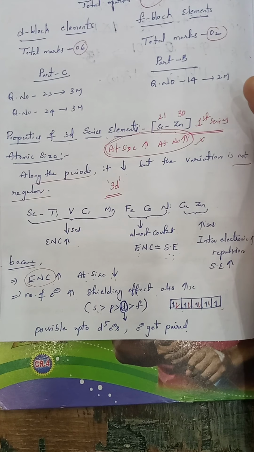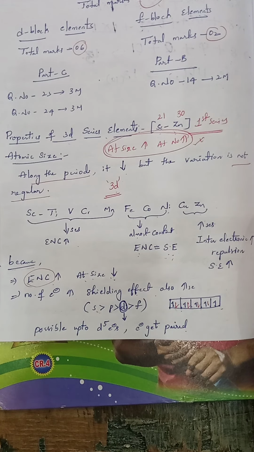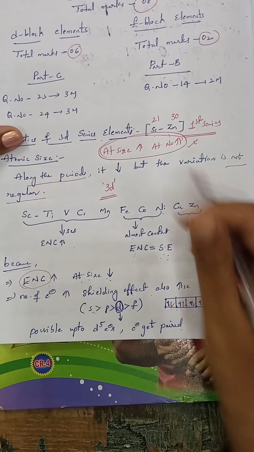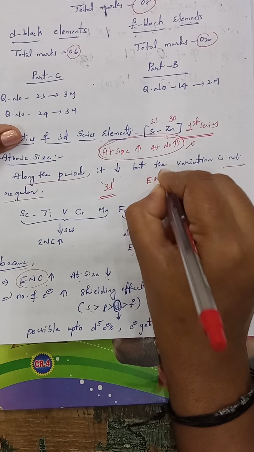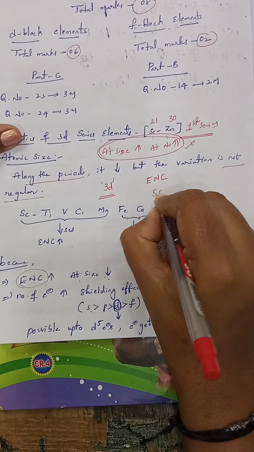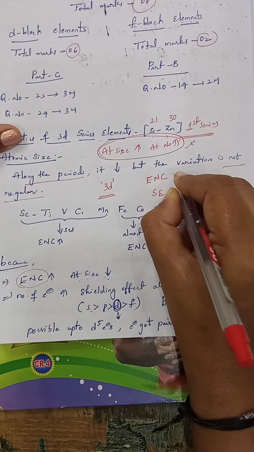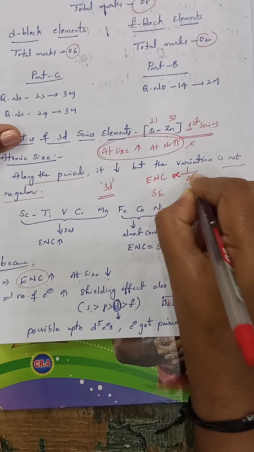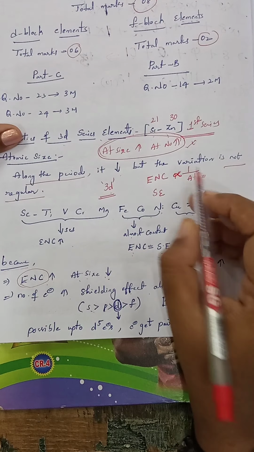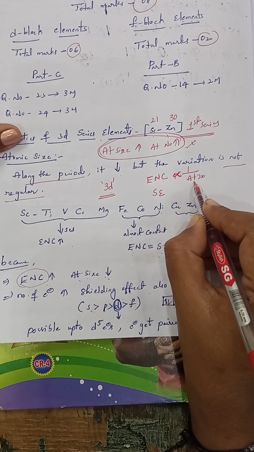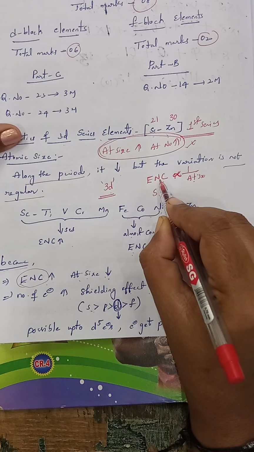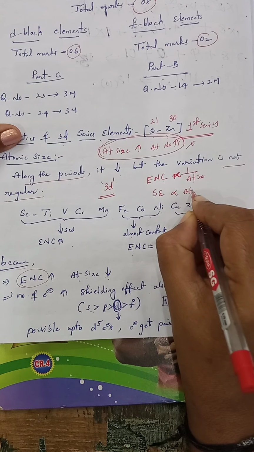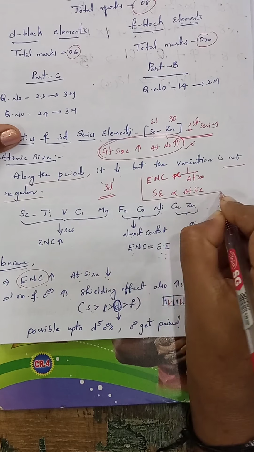See, once again I am repeating about this atomic size. It always depends on the effective nuclear charge and shielding effect. Effective nuclear charge is inversely proportional to atomic size. Once effective nuclear charge increases, atomic size decreases. If it is less, atomic size is more. Whereas shielding effect is directly proportional to atomic size. You just remember these two.